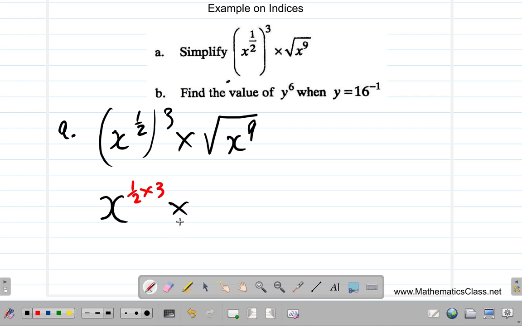Multiplied by, now this we can write as x raised to a power. The square root of x to the 9 means the same as x to the 9th, and that is raised to the power of a half. Remember that. It's a square root. The square root of a number is the same as the number raised to the half. The cube root of a number is the same as the number raised to the 1/3, and so on and so forth.